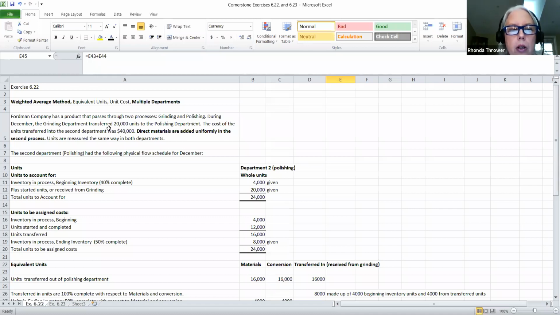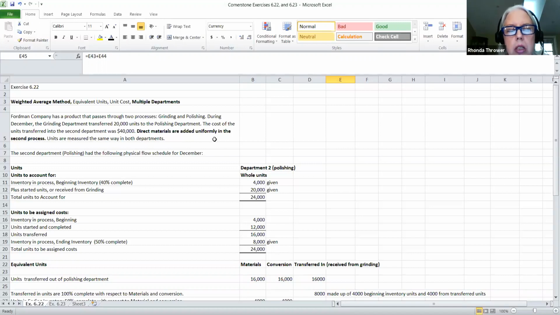During December, the grinding department transferred 20,000 units to the polishing department. We're going to be the polishing department in this company, so we're receiving in these 20,000 units from the grinding department, where we're going to polish them, and then we're going to send them out of this department somewhere else. The cost of the units transferred into the second department was $40,000. So these 20,000 units that came in had a cost associated with them of $40,000. Direct materials are added uniformly in the second process.